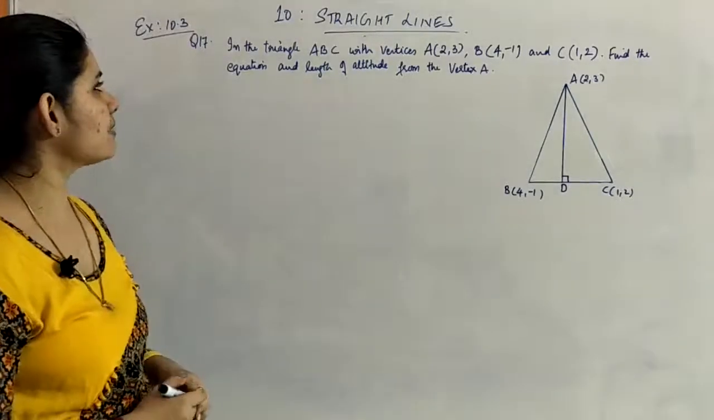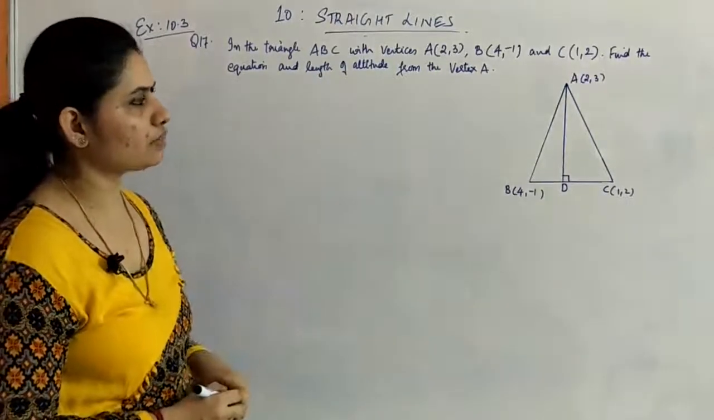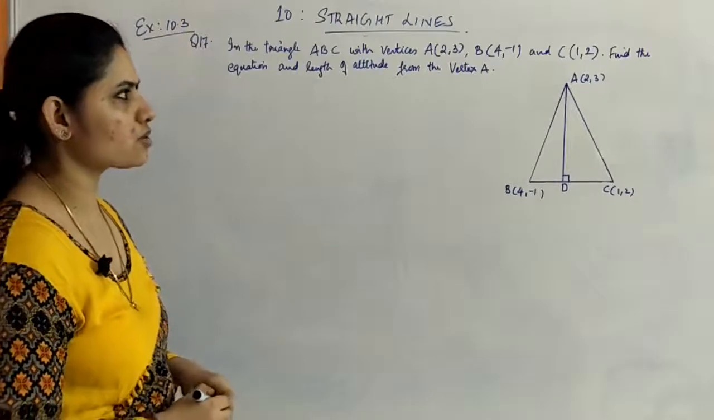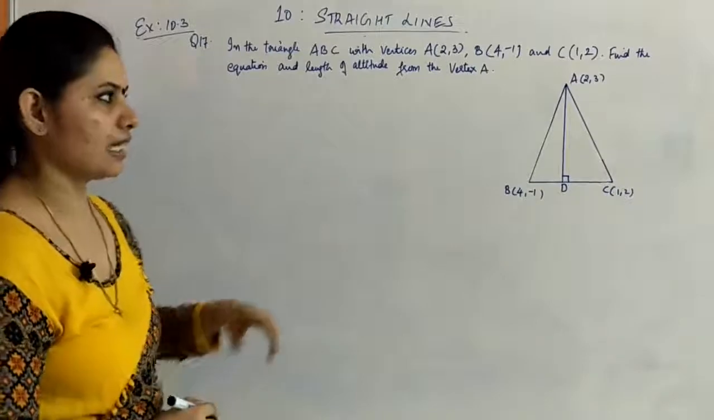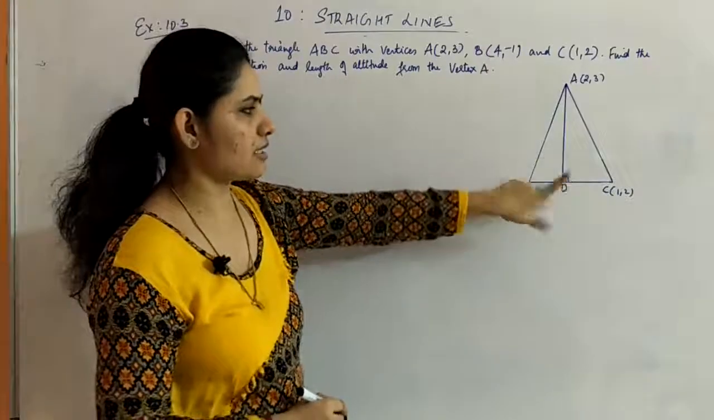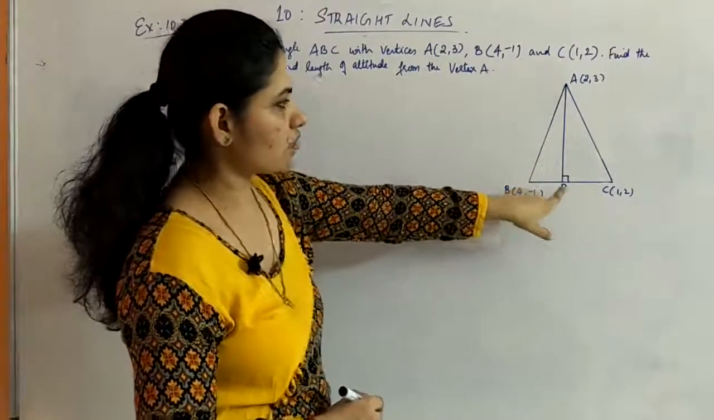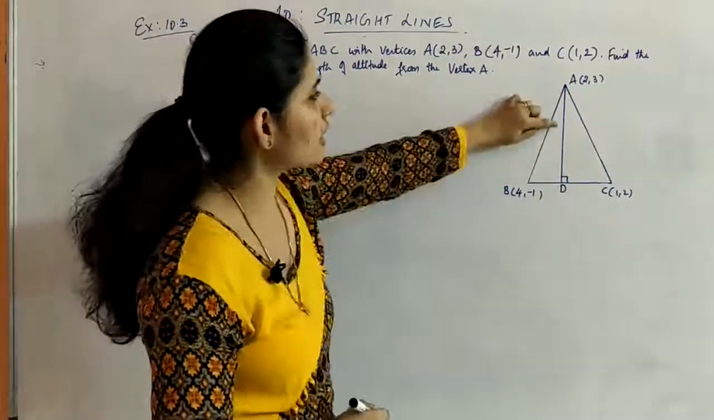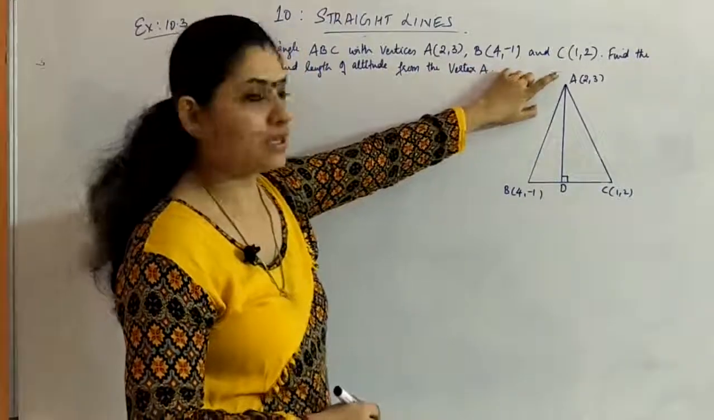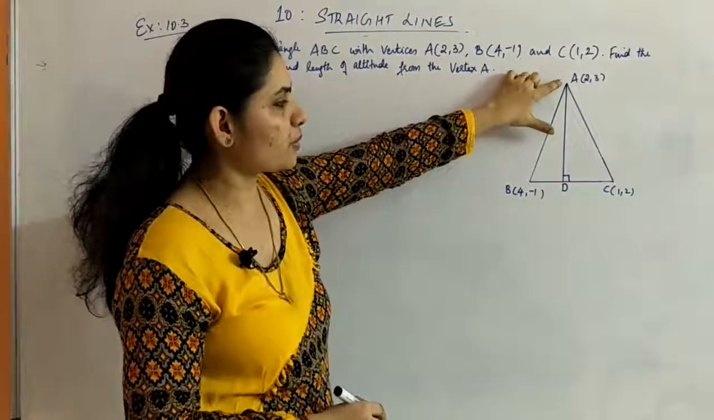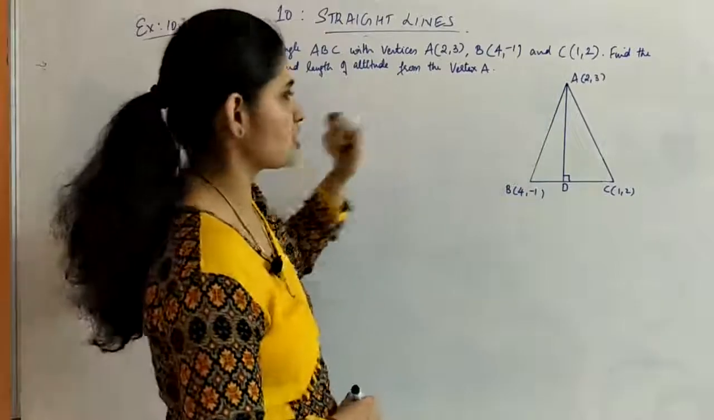Next question is question number 17. In the triangle ABC with vertices A (2, 3), B (4, -1) and C (1, 2), find the equation and the length of the altitude from the vertex A. So this is a triangle taking A, B, C as the vertices, and drawn an altitude AD which touches BC at D. So we need to find out what is the equation of AD and the length of this, that is, from this point to this line, what is the distance. Perpendicular distance we have to find out.